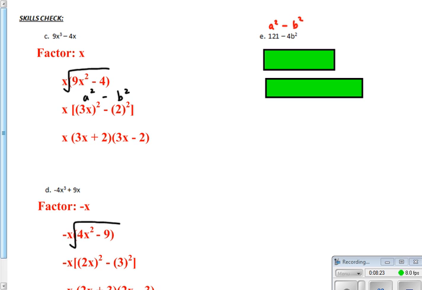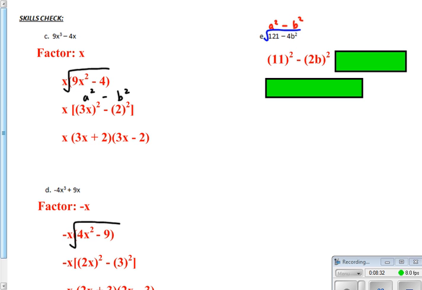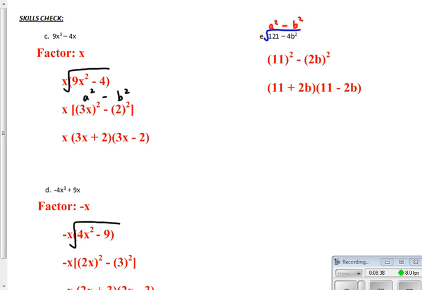So I envision the square root here, and I have that square root. Well, I would have 11 squared minus 2b squared, and then I go ahead and I wrote out that pattern there, 11 plus 2b and 11 minus 2b.